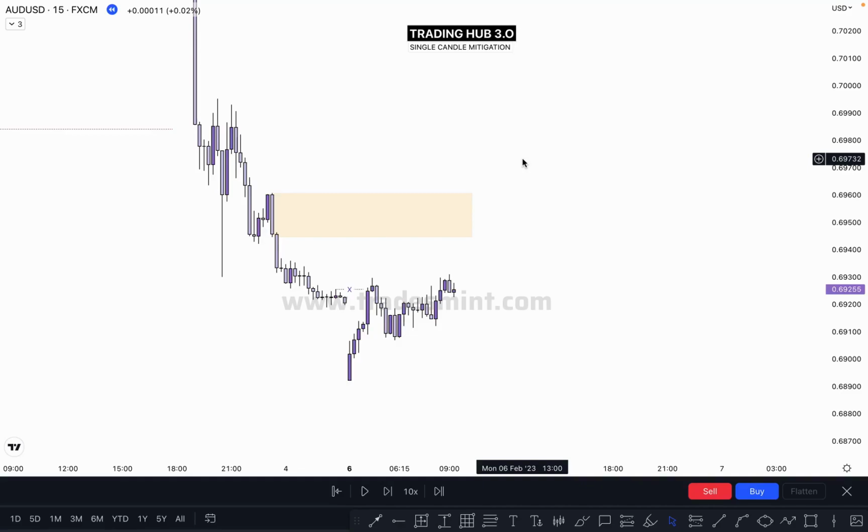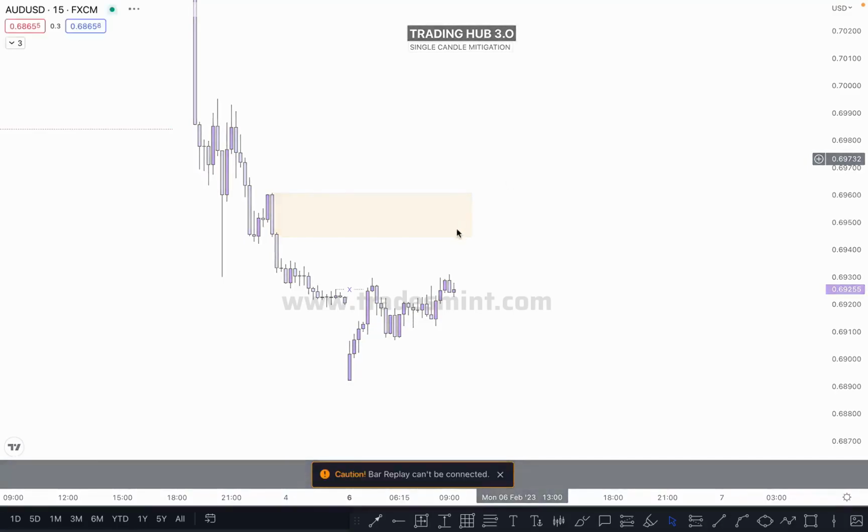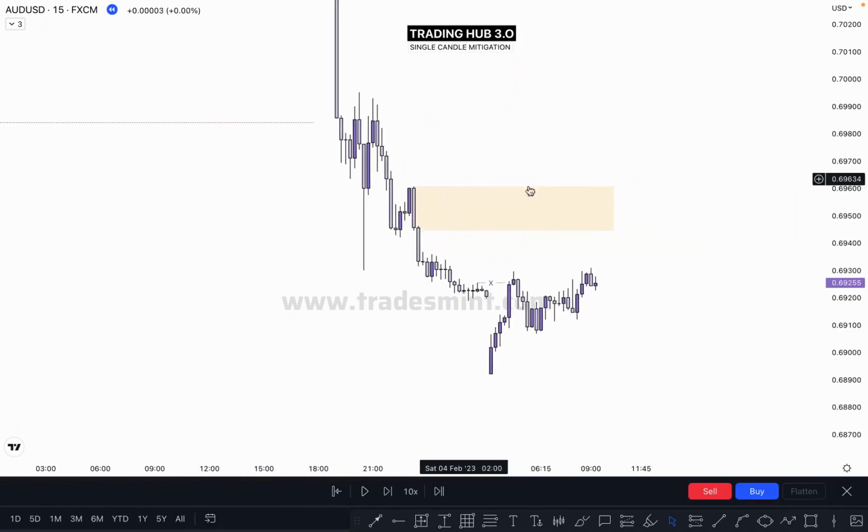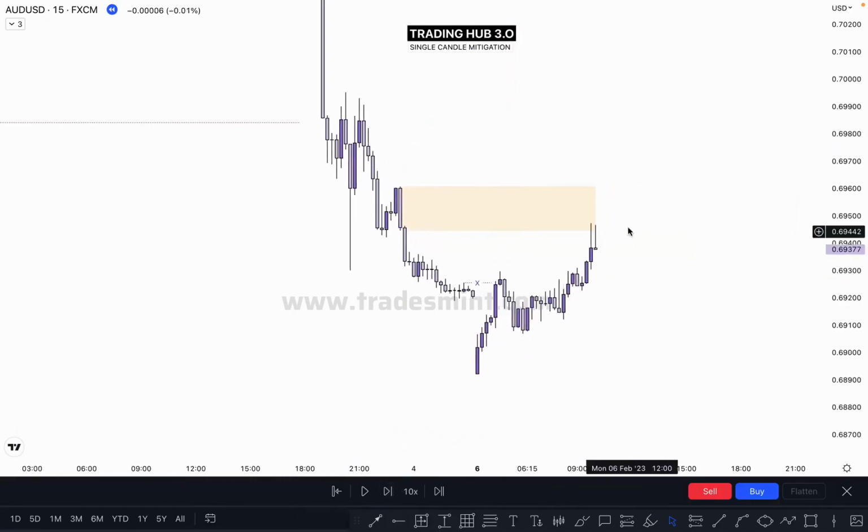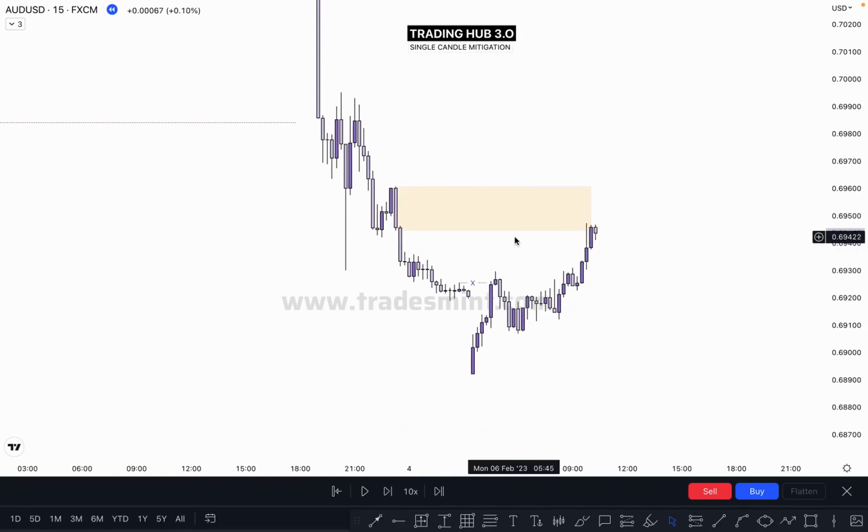If you are using H1 as a higher time frame, then you have to choose 5 minutes for the entry, or 15 minutes, then 1 minute for the entry, correct? So this one is our 15-minute POI. Once price hits your POI, you have to wait for it, okay? So finally the market hit your order block, right? And this one is our 15 minute.